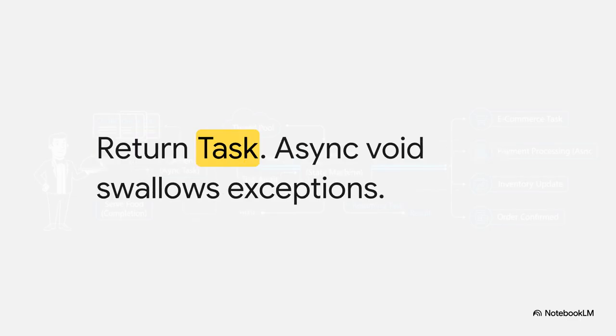Rule 2, return Task. You should almost never, ever use async void. If you write an async void method, whoever called it has absolutely no way to await it. And it gets worse. If an exception happens inside an async void method, it just gets totally swallowed. It can literally crash your entire process, and you wouldn't even be able to catch the error in a try-catch block. The only acceptable place for async void is in UI event handlers. Literally everywhere else, always return a Task.